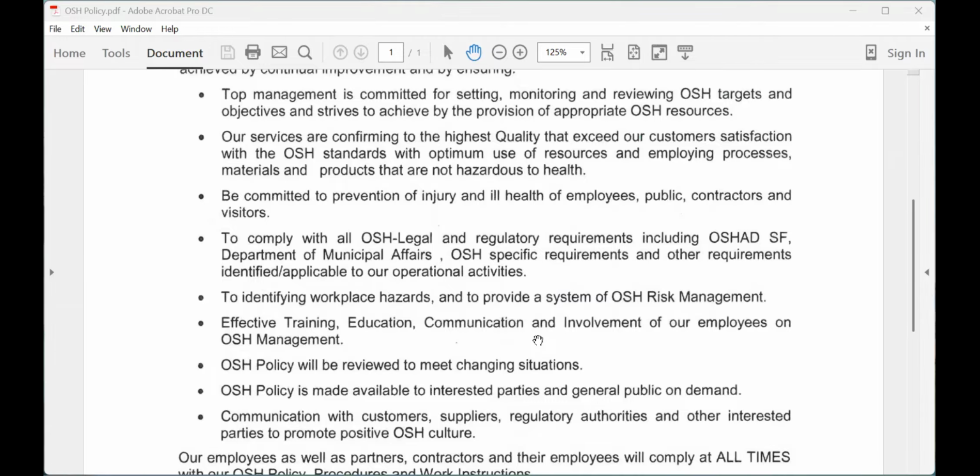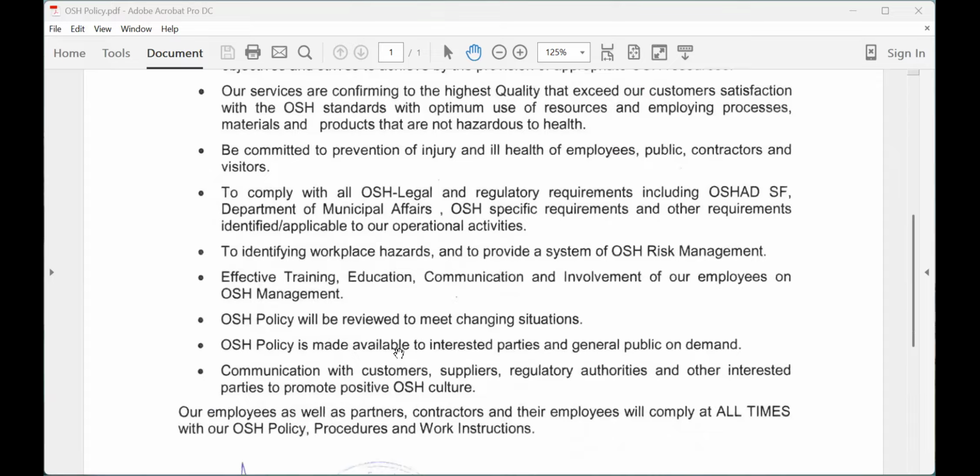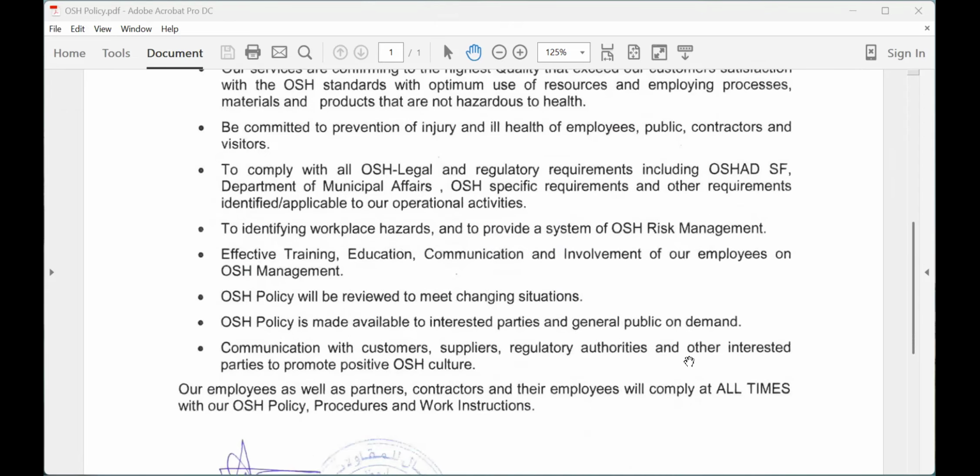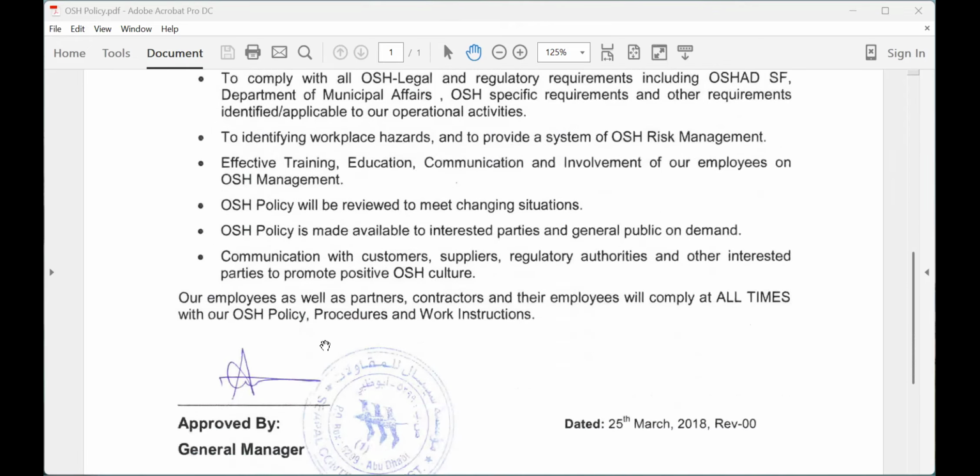Because communication wording was there in the last, you see. Policy will be reviewed. Review of policy. Policy is made available to interested parties. Communication on demand if they need. Now, communication with customers, suppliers, regulatory authority, and other interested parties to promote positive health and safety culture. Now, our employees, as well as partner, contractor and their employees will comply at all times with our OSH policy.